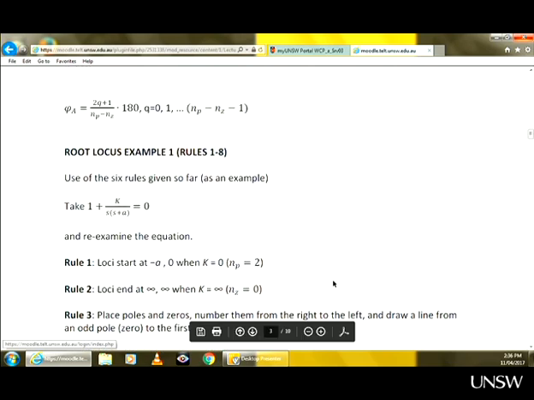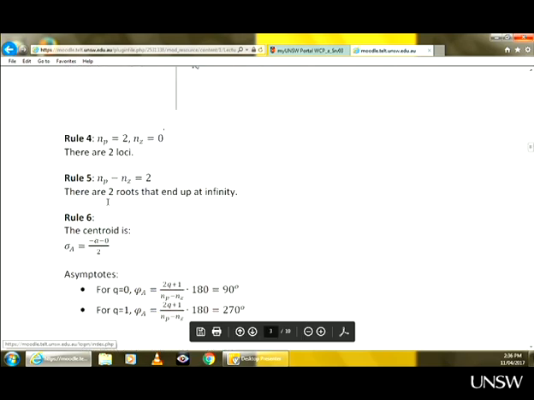So the poles are minus a and 0, which is minus a, minus the sum of zeros, but there are no zeros. So minus 0. So that will give us minus a half. So this is a centroid. This is where all the asymptotes intersect the real axis, at minus a half.